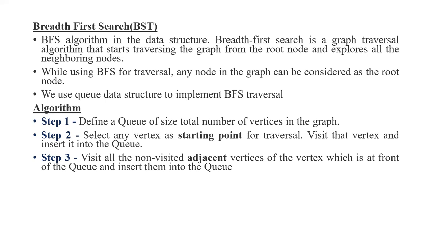Now let us see the algorithm. Step 1: first, we have to define a queue of size equal to the total number of vertices in the graph. The second step is to select any vertex as a starting point for traversal. Visit that vertex and insert it into the queue. Third step: visit all the non-visited adjacent vertices of the vertex which is at the front of the queue, and insert them into the queue.